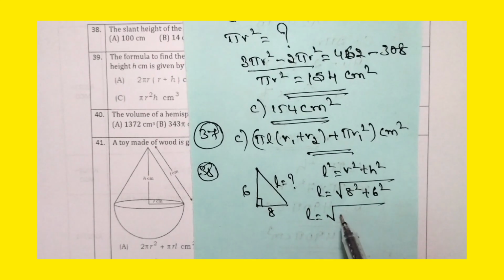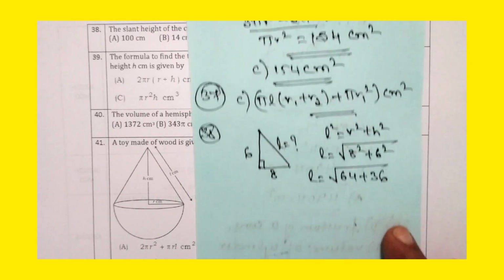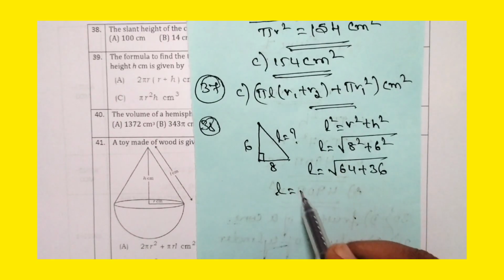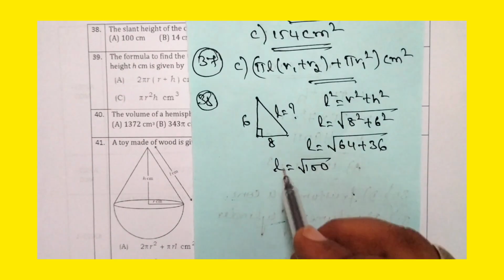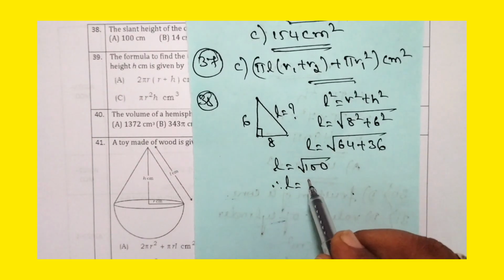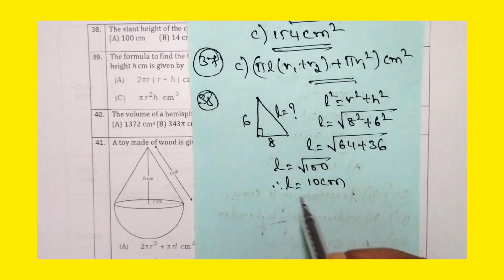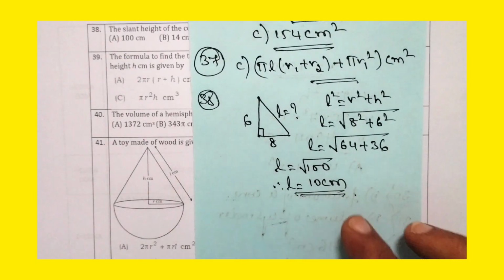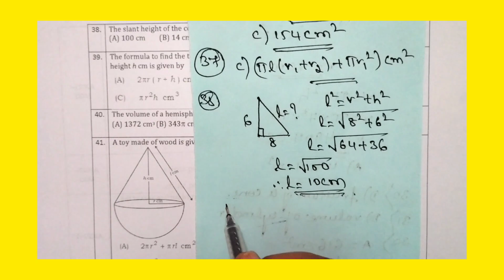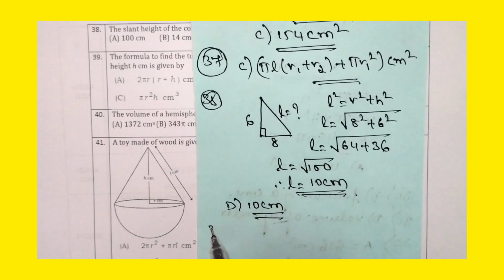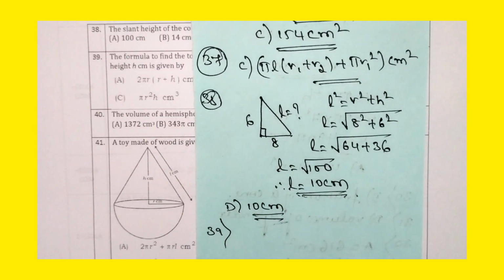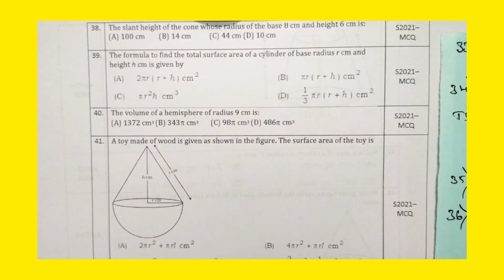L is equal to square root of, so 8 square will become 64 and 6 square will become 36. So L is equal to square root of 64 plus 36, which is 100. Therefore the slant height of the cone is square root of 100, which is 10 centimeter. So for this question option D, 10 centimeter, is the right answer. Now let us move to the 39th question.